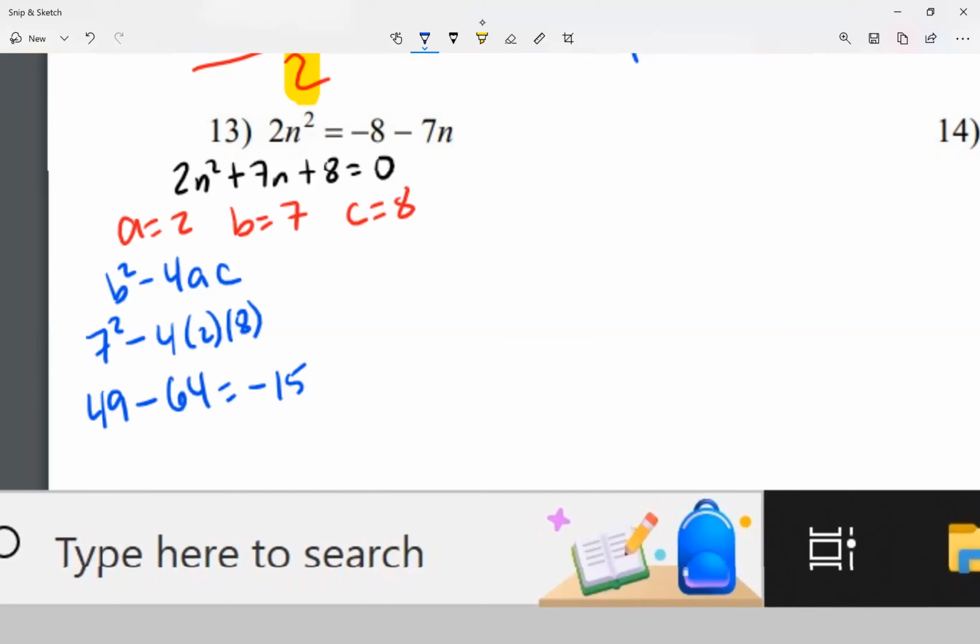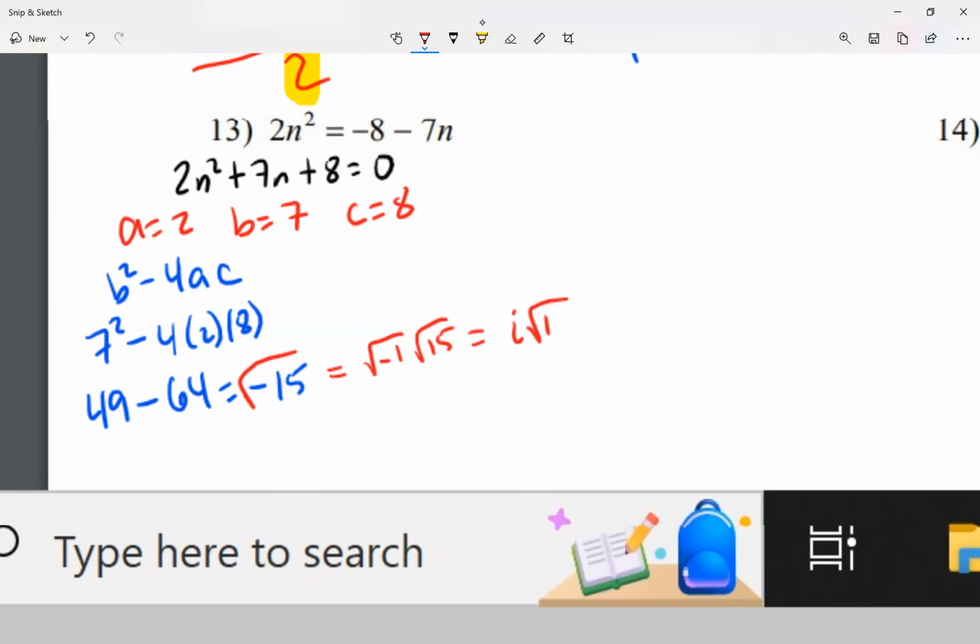Okay, so I have 49 minus 64. That's a negative 15. Now, can we do the square root of that? Because now that I found my discriminant, let me find the square root of that. I know that I can break this as the square root of negative 1 times the square root of 15, because the square root of negative 1 will be i. Now, square root of 15, yeah, that one I cannot split out. So let me just say this is going to be i radical 15.